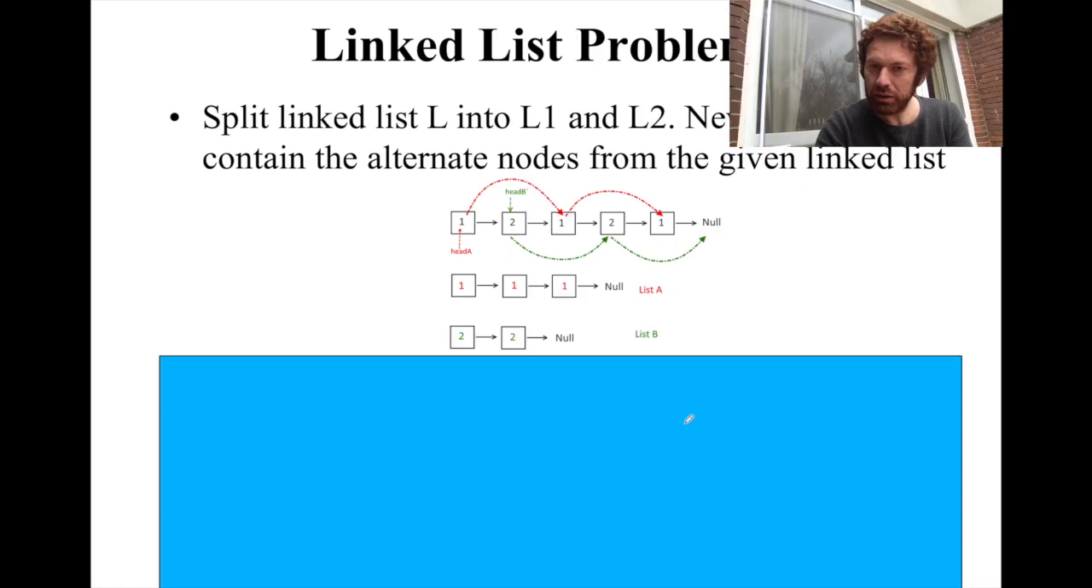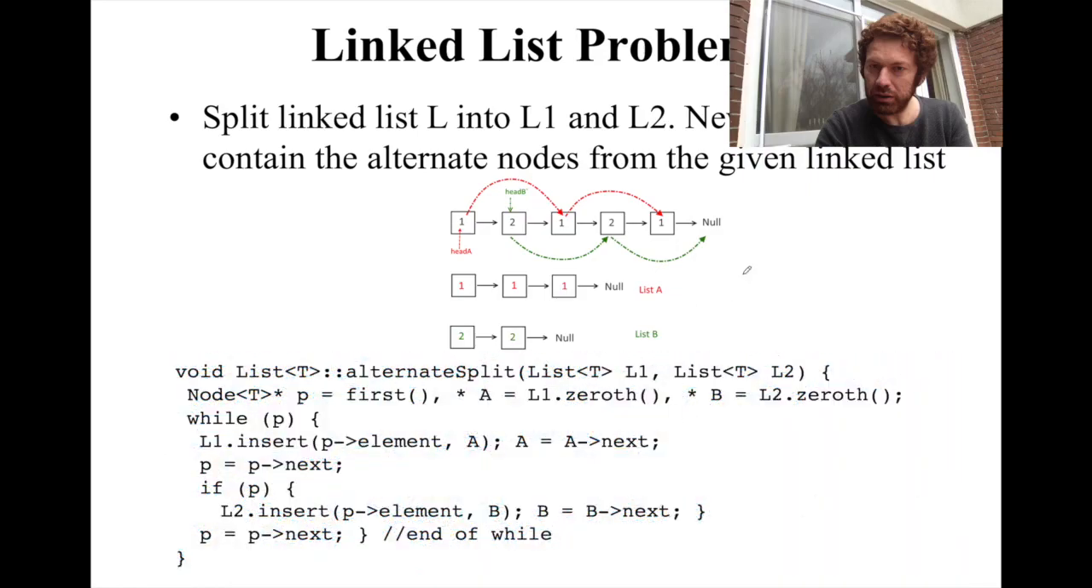Split, another problem. Split a linked list L into L1 and L2 such that new linked lists will contain alternate nodes. So odd indices will be at L1, and the even indices will be at L2. So basically I am going to do a call by reference here. I already have the linked list, like this linked list. L is this.